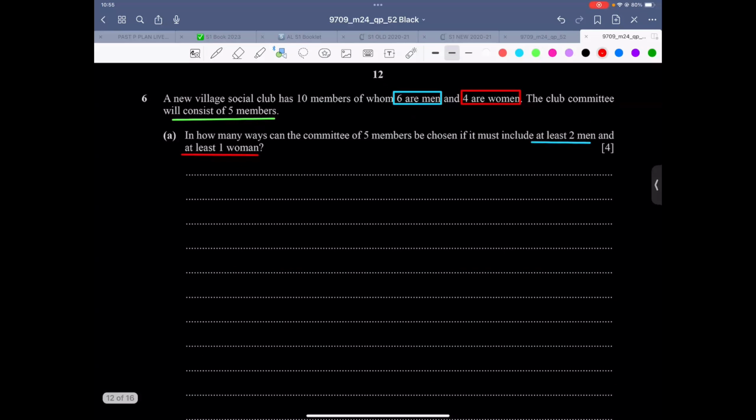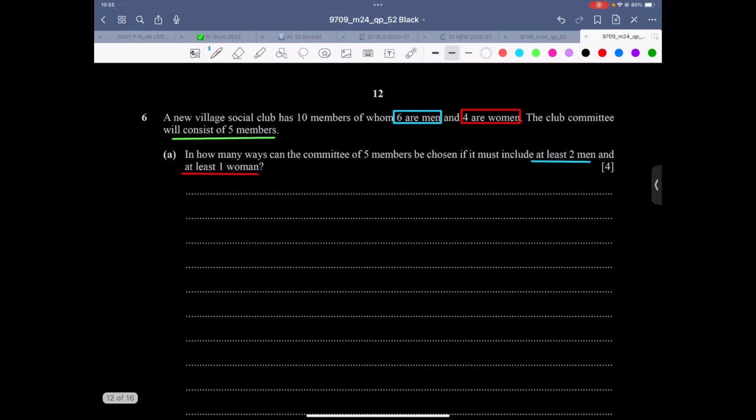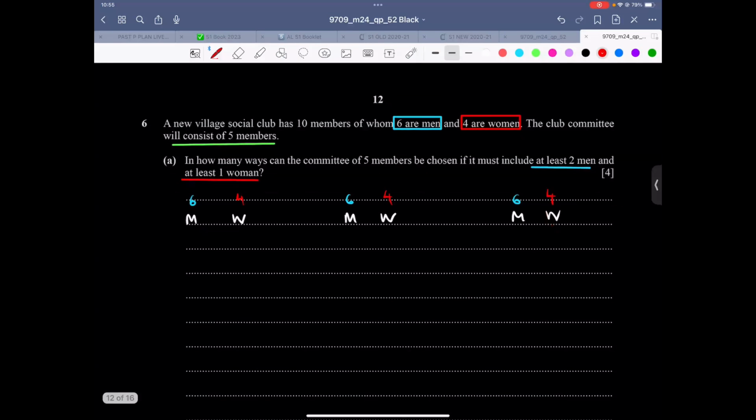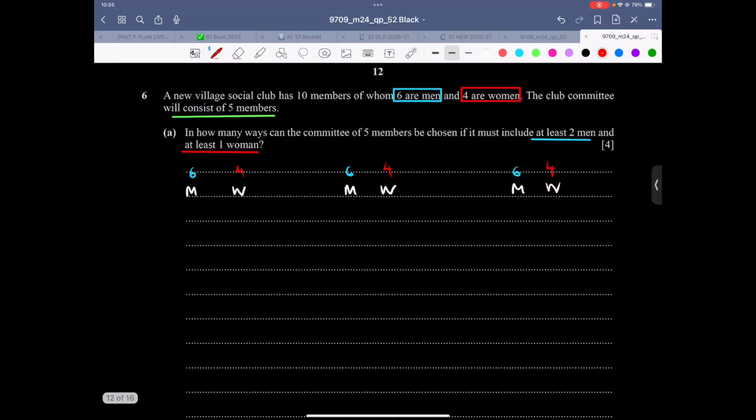Now let me do one thing. Let me make 3 columns, or maybe 4 columns. So let me write man, woman, and man, woman, and man, woman. So first of all, how many men are there? There are 6 men. So let me write 6, 6, 6 over here, and then let me write 4 women, 4 women, 4 women over here. Now the minimum is 2 men and 1 woman. So the minimum is 1 woman in each, and then 2 men over here, 2 men over here, 2 men over here.